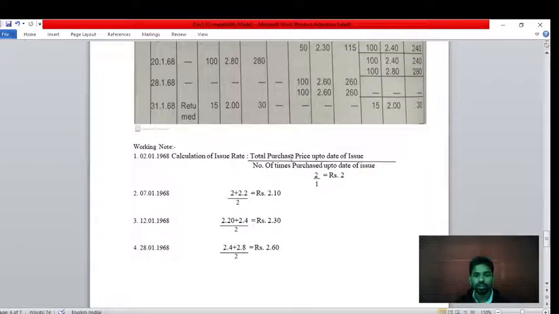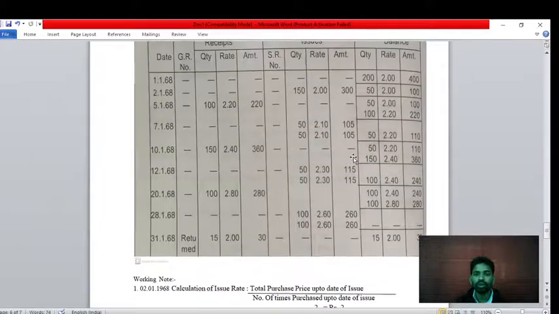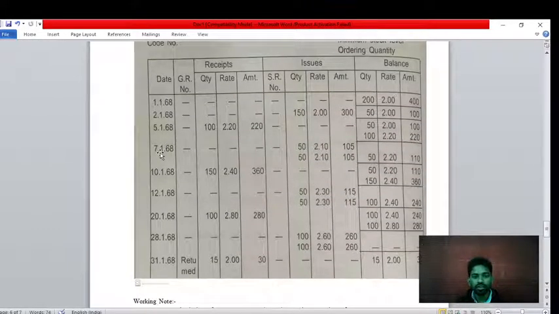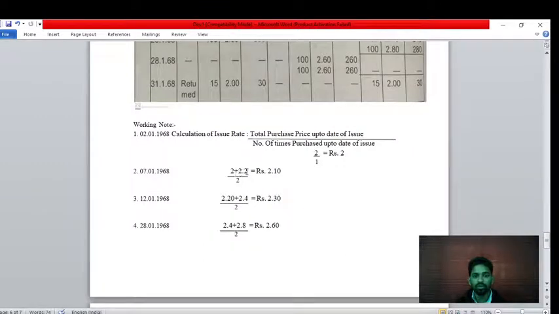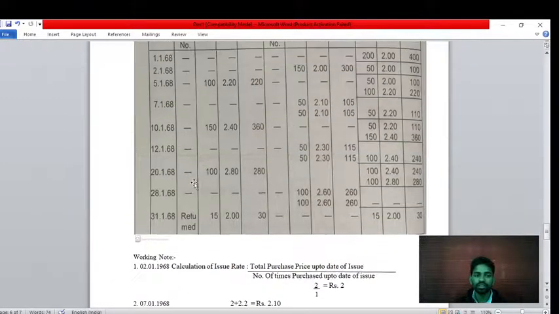The total purchase price up to date of issue. On this date, 7th January 1968, up to this issue, there are 2 times purchased, so these are the two stocks. Take the purchase prices, 2 plus 2.20, divided by how many times purchased? 2 times purchased. The answer will be 2.10. So this 2.10 is nothing but the issue rate on this date.